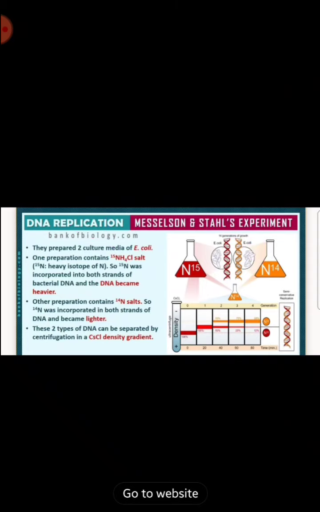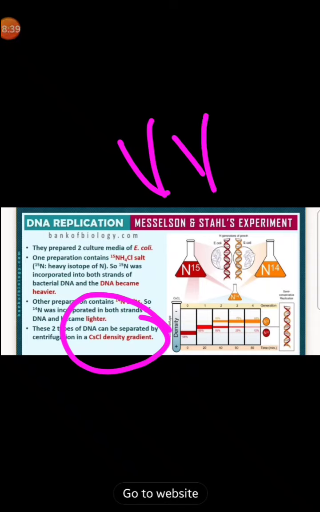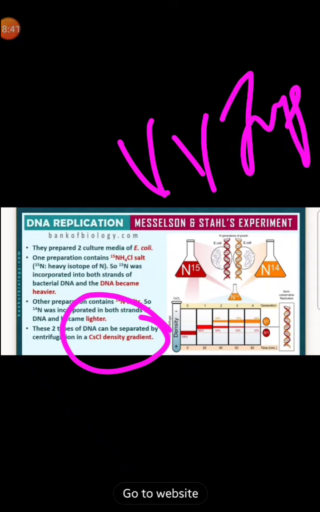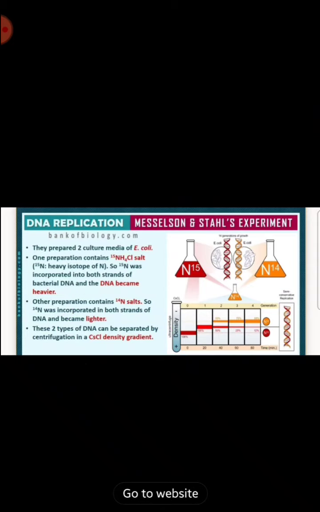This you have to remember. And these two types of DNA can be separated by centrifugation in a cesium chloride density gradient. Very important, you have to remember, cesium chloride density gradient. So this technique they used. Why they used this technique and how they determined the semi-conservative mode, that we will see now.